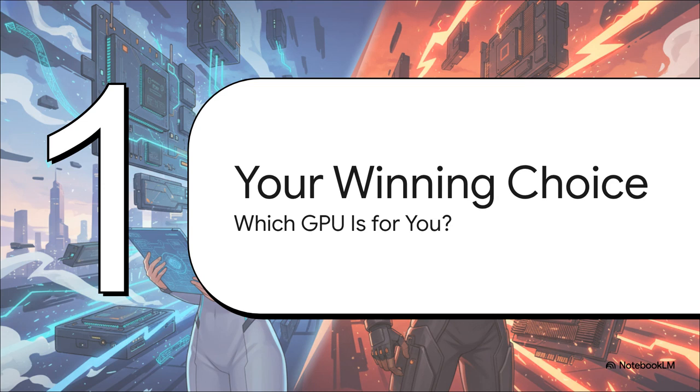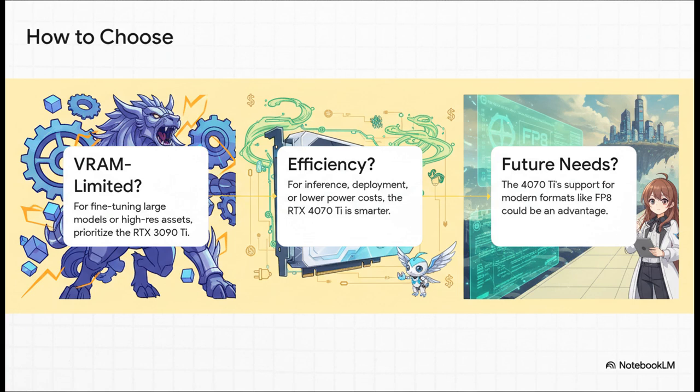Okay, this brings us to our final section and the big verdict. And as you've probably figured out by now, there's no single winner here. There's only the right tool for your specific job, for your specific fight. Your decision really just boils down to this simple framework. First, ask yourself, is my work limited by VRAM? If the answer is yes, the 3090 Ti is the clear choice. Simple as that. Second, is efficiency your top priority? If you're focused on deployment or power costs, then yeah, the 4070 Ti is the way to go. And finally, think about the future. That FP8 support on the 4070 Ti, that could become a major advantage as software continues to evolve.